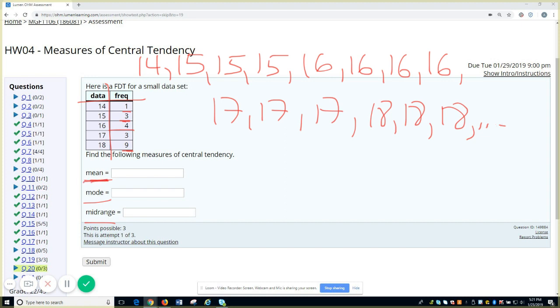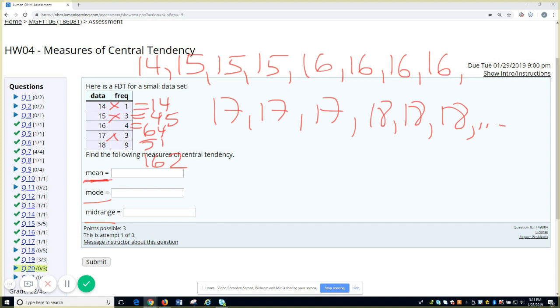The shortcut for finding the mean in this case goes as follows. Now you can always just list out the values and add them up as you see them, but a shortcut would be to take the value multiplied by its frequency. 15 times 3 is 45. 16 times 4 is 64. 17 times 3 is 51. Finally, 18 times 9 is 162.